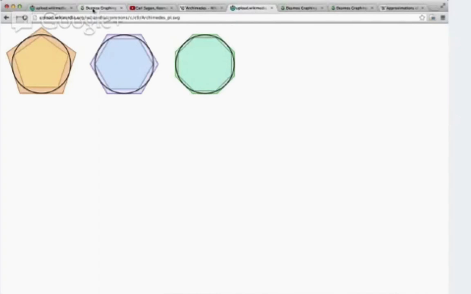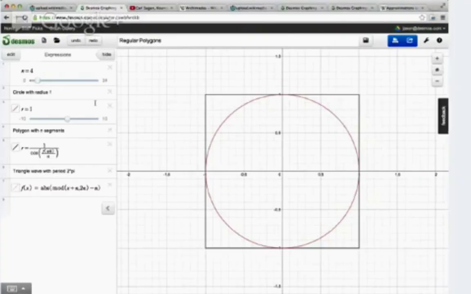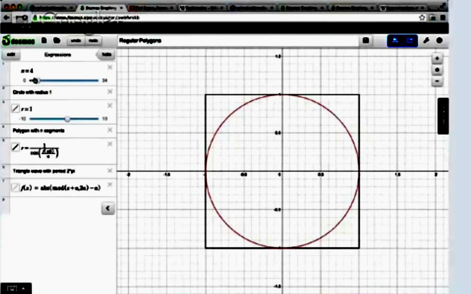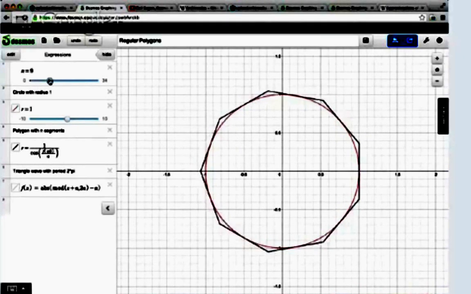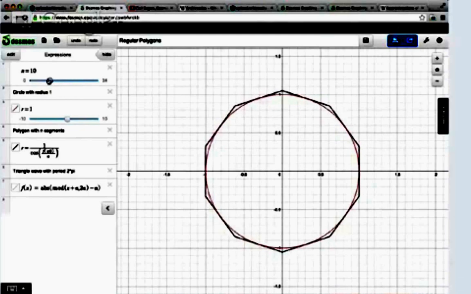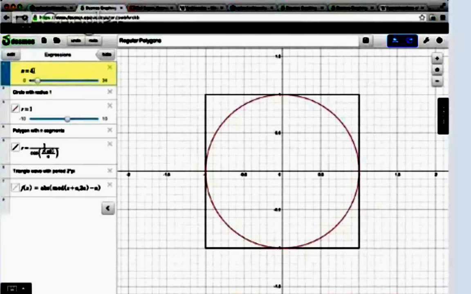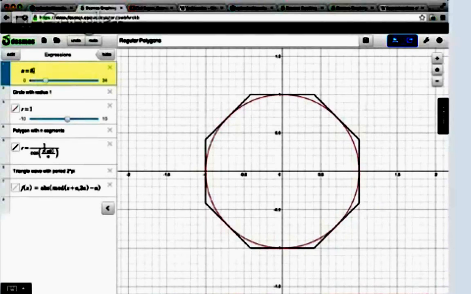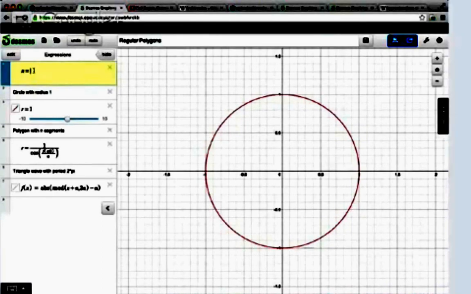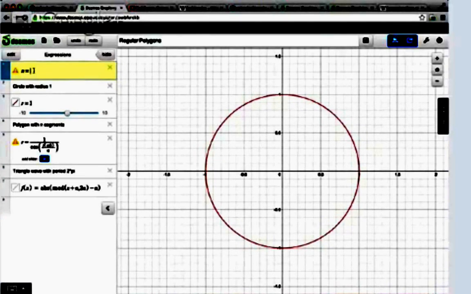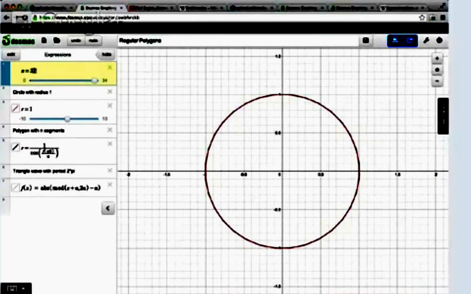So I've prepared a graph here that draws a polygon circumscribed in a circle with radius 1. This slider here, n, I can change just by sliding it, and it'll change the number of sides in my polygon. So we can set n to 3, and we have a triangle. 4 is a square. 8 is an octagon. And by the time we get to, say, 32 sides, we have a pretty good approximation for a circle.